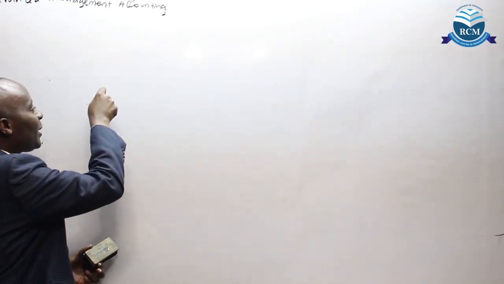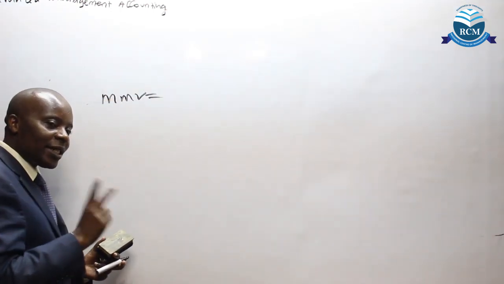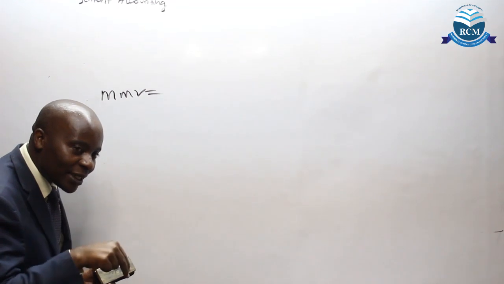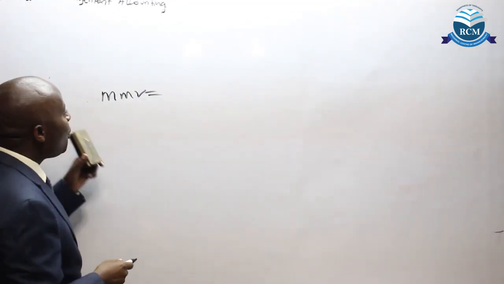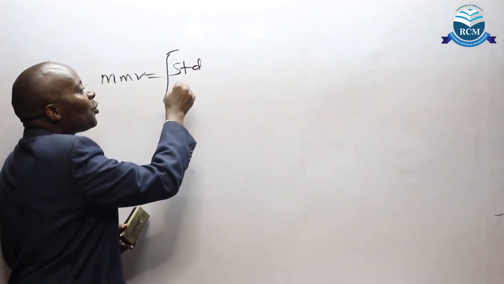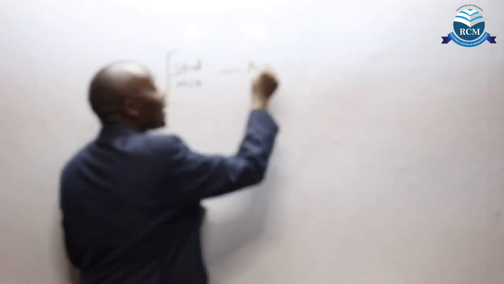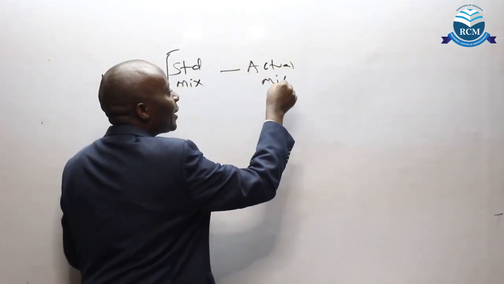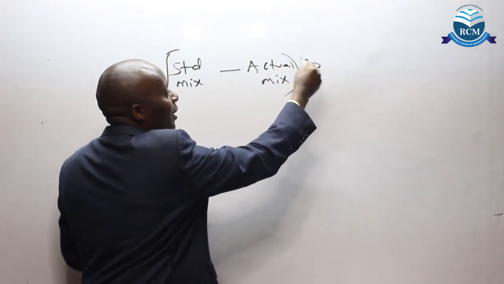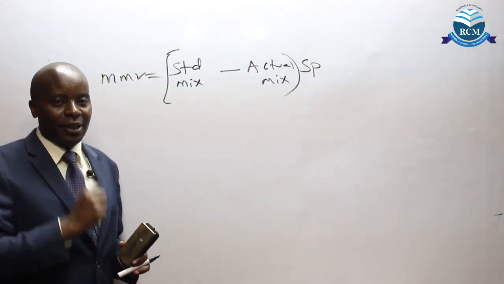Please remember here that for material mix variance to work, we must have at least 2 ingredients. And how do we get this material mix variance? It's very easy. You will get the standard mix minus the actual mix. And then we monetize this by multiplying with the standard price. Please write that in full.